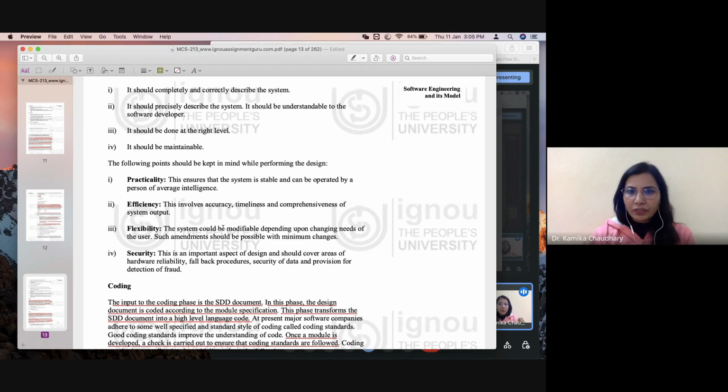It should be very much functional. It should have intelligence, at least the average intelligence of a person. Then efficiency means your software system should be very accurate. It should perform in a particular amount of time and should not take a lot of time. That means it should have good performance and provide the output that is expected from your software. So the software design document needs to consider all these four points: practicality, efficiency, flexibility, and the fourth one, security.